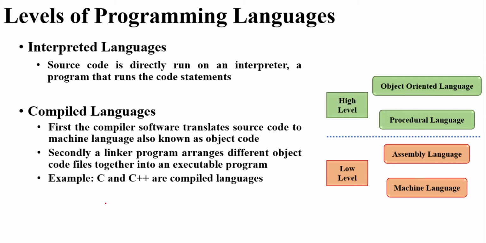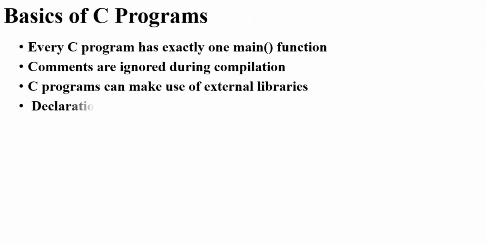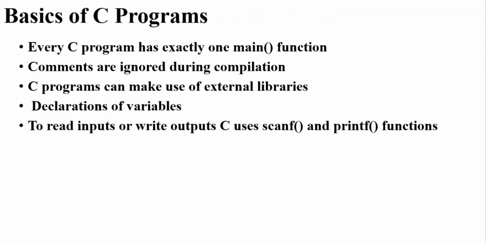In this lecture, we are focusing on C, and we are only going to talk about the C language. So what are the basics of a C program? Every C program has exactly one main function. It cannot have multiple main functions. Comments are those instructions which are ignored by the compiler.